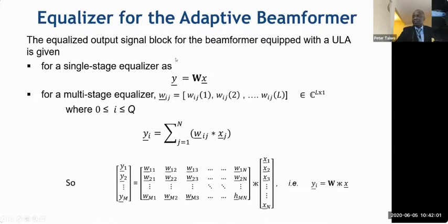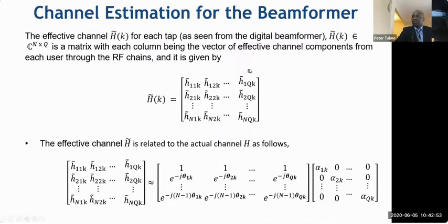Equalization at the beamformer is done for a single-stage equalizer. We have W, which is the equalizer weight, applied to the signal received at the ULA. For a multi-stage equalizer, which involves multiple users, this is the expression, which involves convolution as well, because we're dealing with multi-tap. Our equalizer block is also a tensor, and we still use our defined matrix operator here to get the output signals. Now for the ULA, the effective channel as seen from the digital beamformer is expressed as this, and what it's doing on each tap is estimating the channel matrix with the channel gain. So this makes it different from when we are considering a non-ULA antenna.